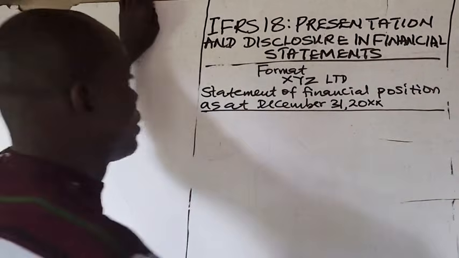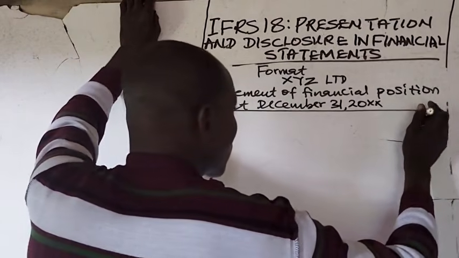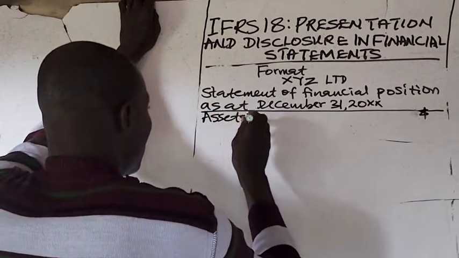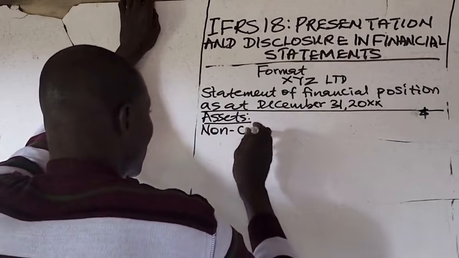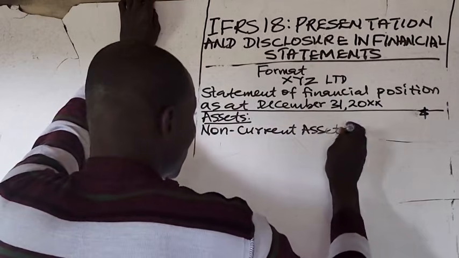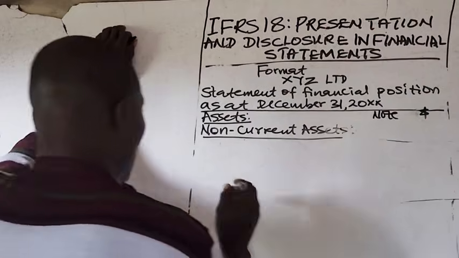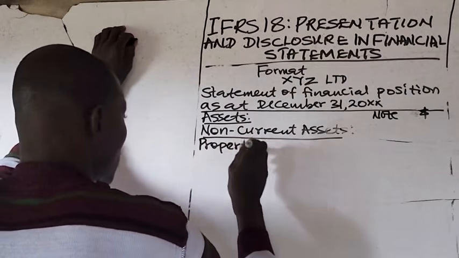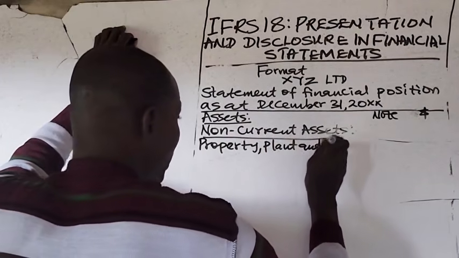So the starting point will be assets. So you have the assets. The first category of assets to start with will be the non-current assets. Non-current assets. You may have note. The first non-current asset will be property, plant, and equipment.